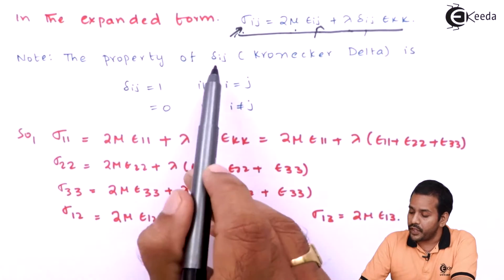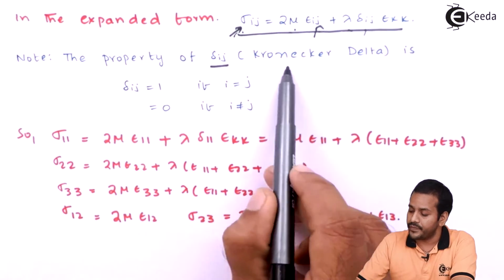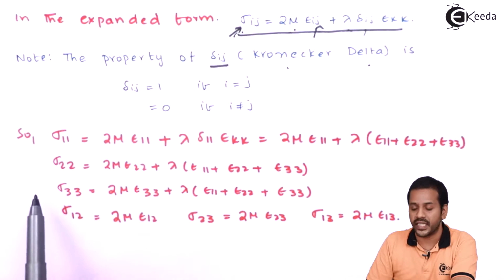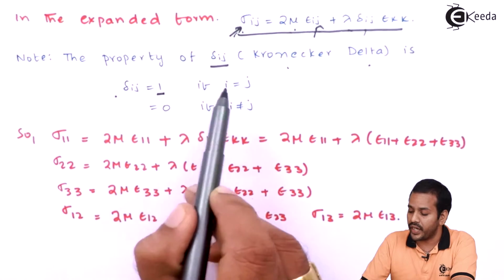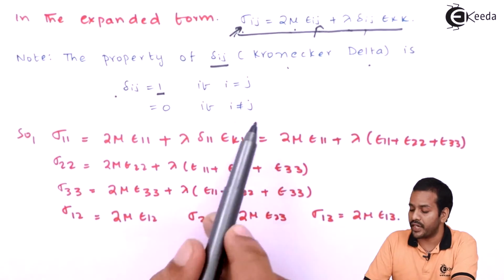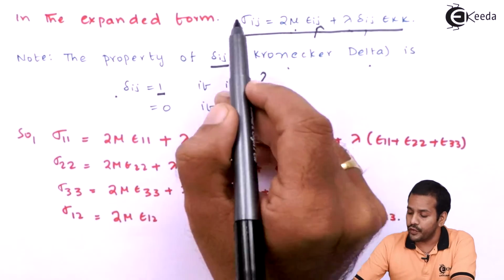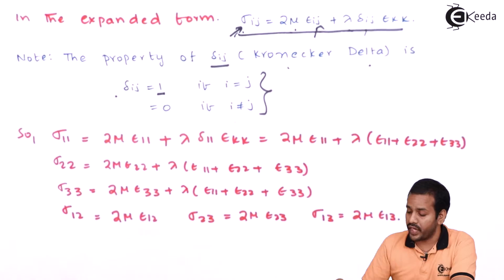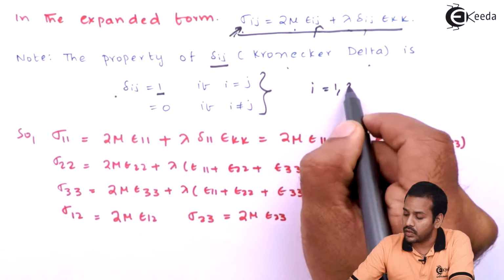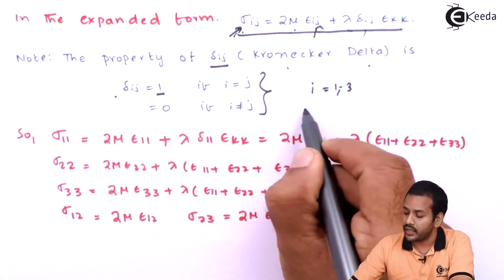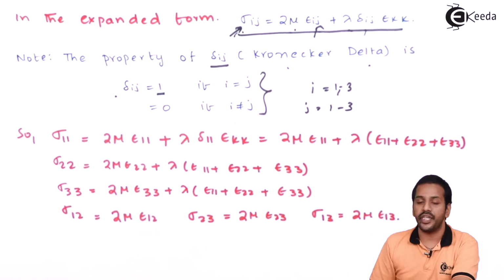Now the property of delta ij, which is nothing but the Kronecker delta, is given as delta ij equal to 1 if i equals j, and equal to 0 if i is not equal to j. This is for your reminder. So now if you put in some values of i and j, where i runs from 1 to 3 and j runs from 1 to 3.